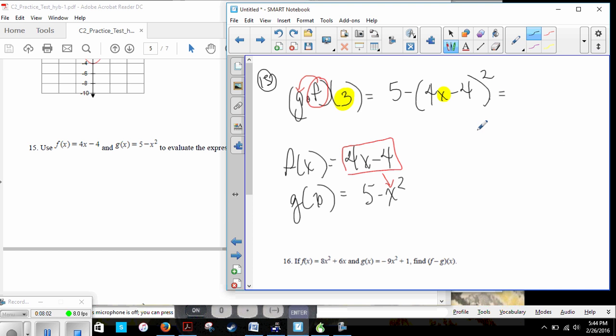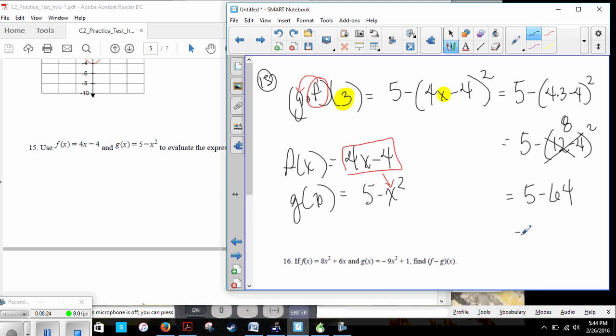So I need to take the x out and plug a 3 in. And so when I plug in a 3, I get 5 minus 4 times 3 minus the 4, and then square it. And then we're just going to simplify this expression. 5 minus 12 minus 4 squared. Well, 12 minus 4 is 8. And 8 squared is 64. And that's how for number 15 you get a negative 59.